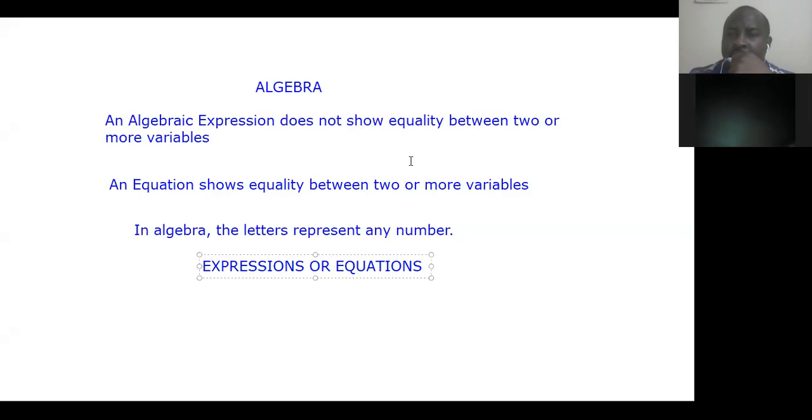What does this mean? What do we mean by an algebraic expression does not show equality? Can you tell me what equality means, Dujan? When it's equal. All right, good.